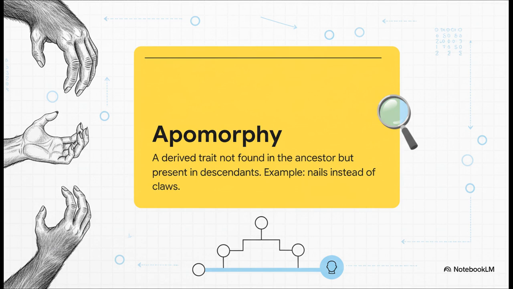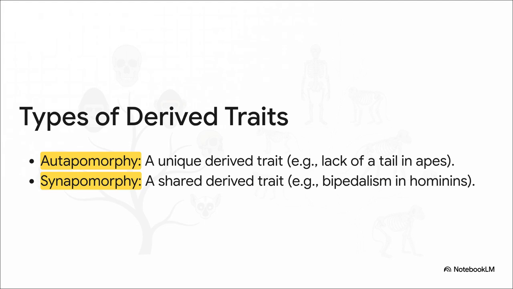On the flip side, you've got apomorphy, which is a derived trait. Now, this is a new feature, an evolutionary innovation that separates a group from its ancestors. For primates, a classic example is having nails instead of claws. That's a new development that set us on a completely different path. And apomorphies come in 2 important flavors.